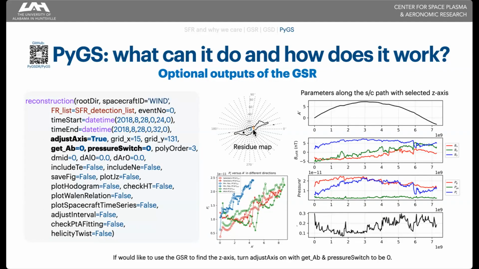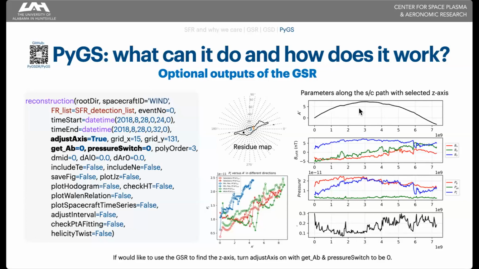After turning this one on, the residual map will pop up first and has a default black dot representing the minimum residual direction. And users can select any points within this contour, then they will see all these figures. This one is Pt prime versus A prime in different directions. And this one is parameters on the spacecraft path.